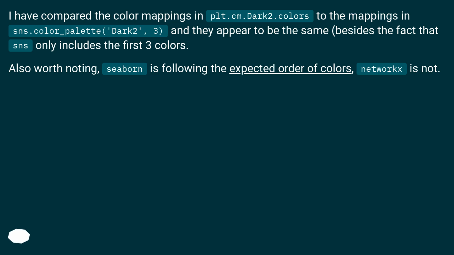I have compared the color mappings in plt.cm.dark2.colors to the mappings in sns.color_palette('dark2', 3), and they appear to be the same, besides the fact that seaborn only includes the first 3 colors. Also worth noting, seaborn is following the expected order of colors, network is not.